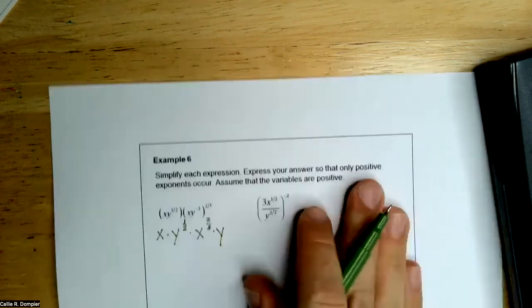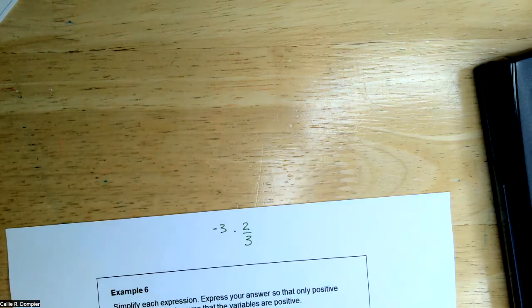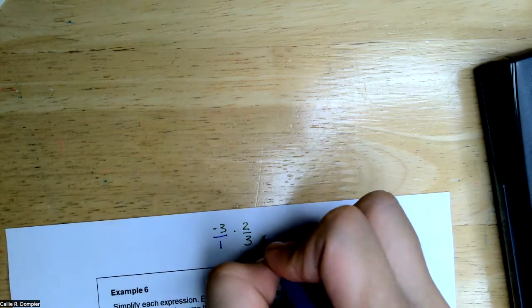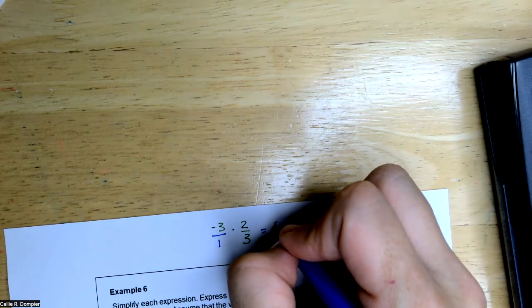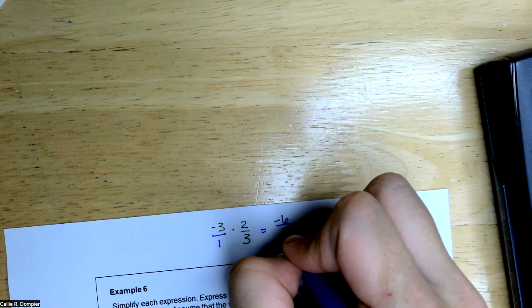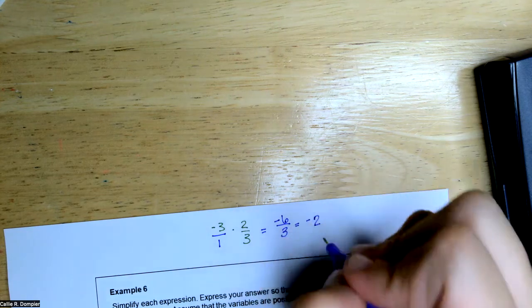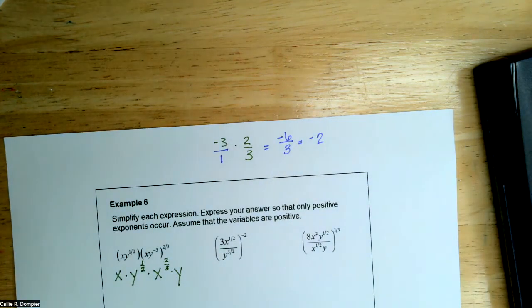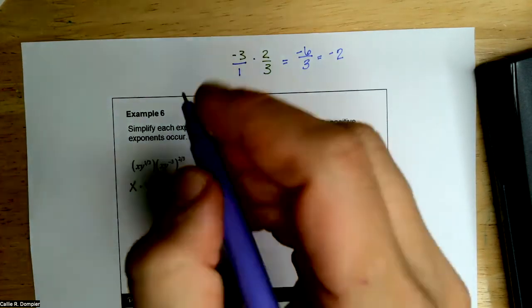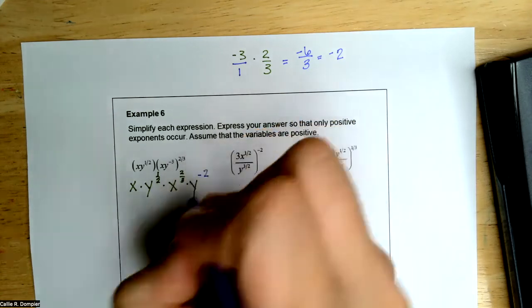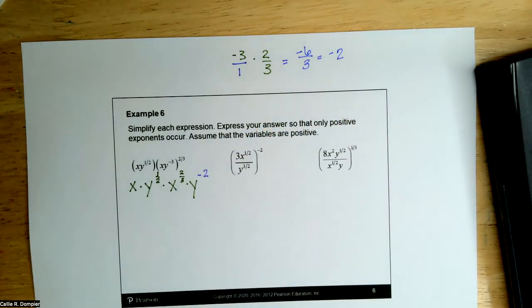Negative 3 times 2/3. Are we comfortable with that? Negative 3 over 1 times 2 over 3 becomes negative 6/3, which is negative 2. 2/3 of 3 is 2. Good. But it was a -3, so it's a -2. So that's y to the -2nd power.